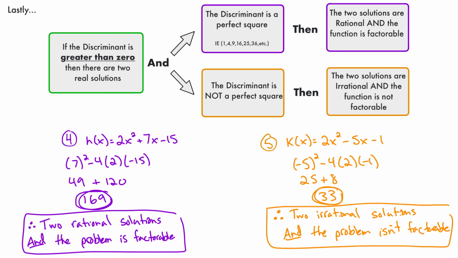So if I told you to factor the function h, you could factor that because the discriminant's a perfect square. If I told you to factor the function k, you would get frustrated and go through all these variety of numbers, ultimately to end up with the statement, I can't factor this, Mr. Sultan.